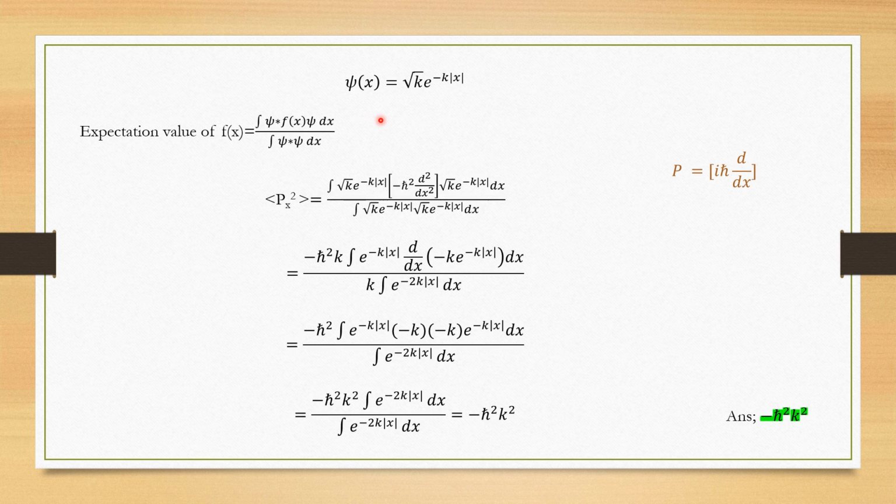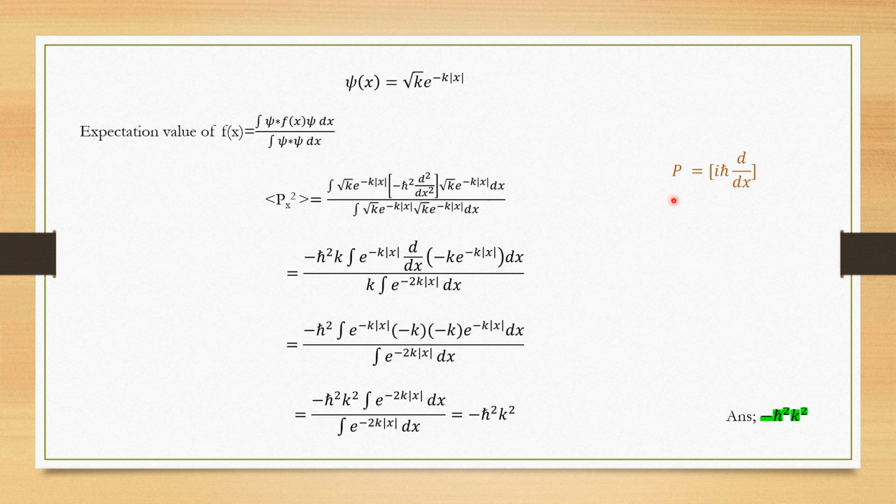In the question, it has been given that ψ(x) = √k e^(-k|x|). Again, we know that the expectation value of f(x) or a function is given as integration of ψ* f(x) ψ dx divided by integration of ψ* ψ dx. So to find the expectation value of px², we can write it as integration of √k e^(-k|x|) px² √k e^(-k|x|) dx divided by integration of √k e^(-k|x|) √k e^(-k|x|) dx.